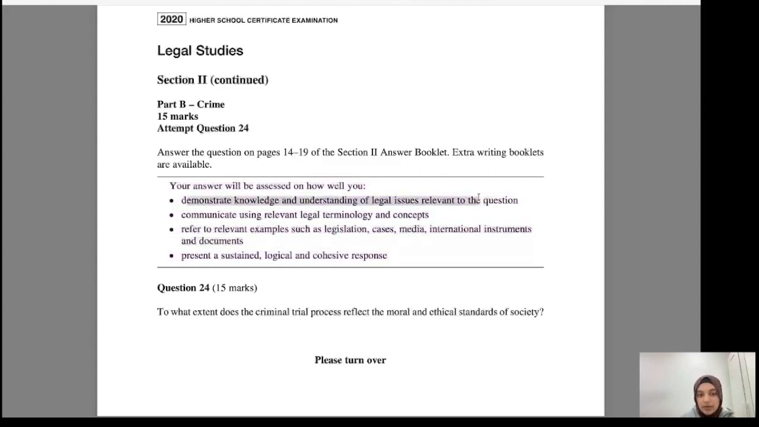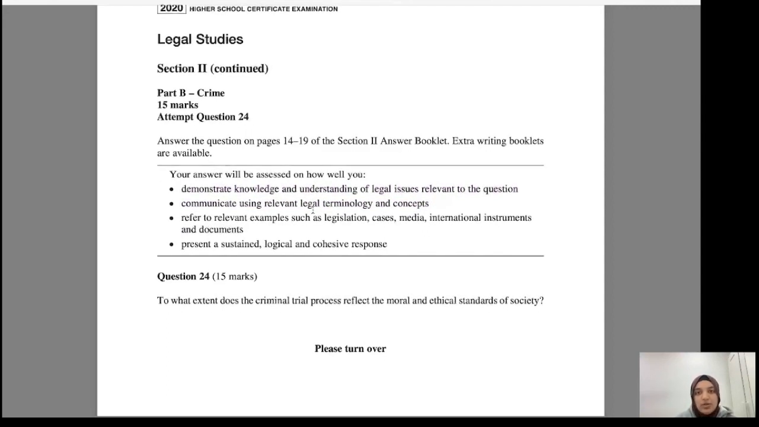The first one is to demonstrate knowledge and understanding of legal issues relevant to the question. So make sure you know which legal issues are relevant, and make sure you know how to break them apart, talk about them, and show the marker that you know what you're talking about. Next, communicate using relevant legal terminology and concepts. So look at the glossary in your textbooks. They will provide you a list of all the legal terminology that you can be talking about.